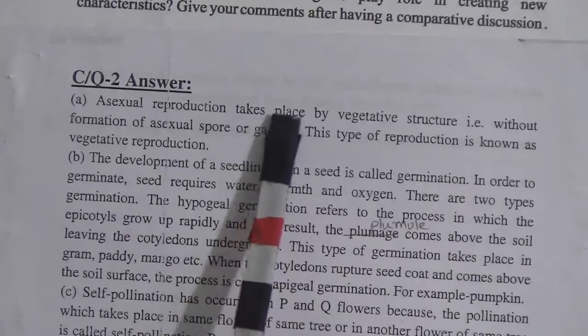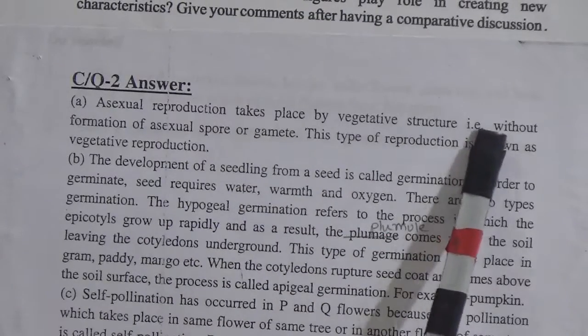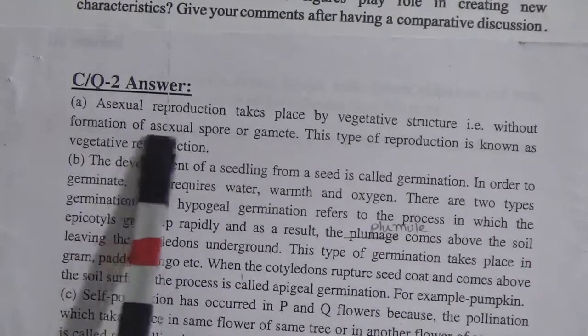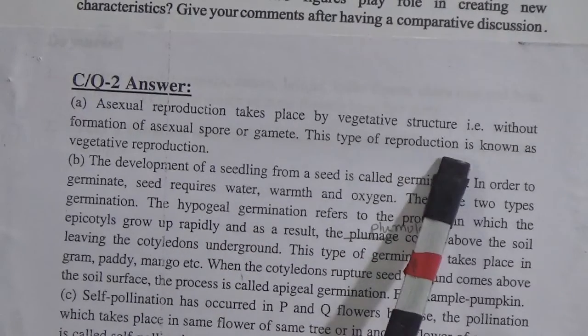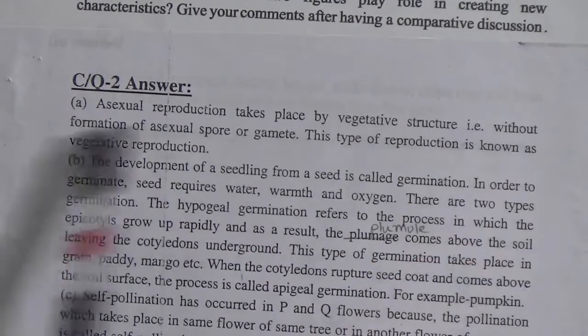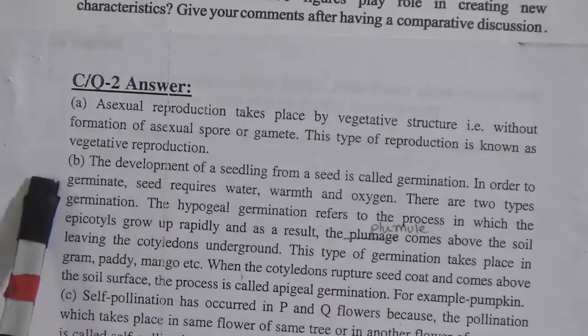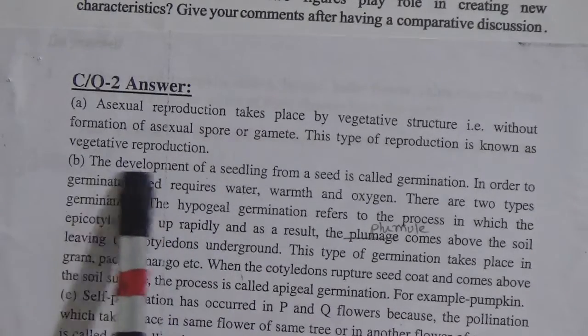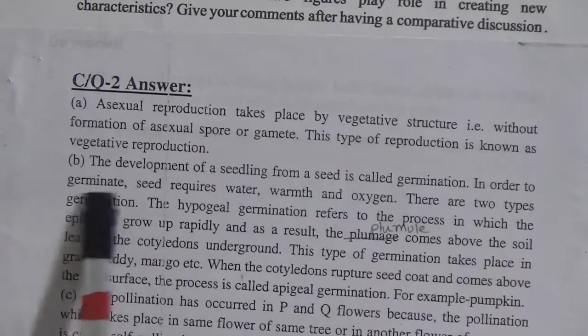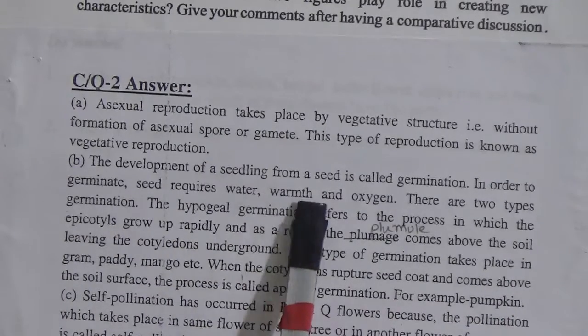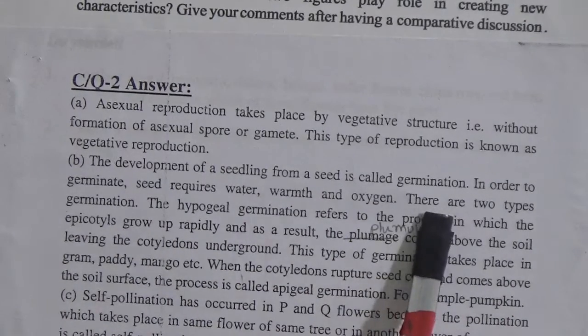Now come to the answer. Asexual reproduction takes place by vegetative structure, that is, without formation of asexual spore or gamete. This type of reproduction is known as vegetative reproduction. Now come to the answer of B. The development of a seedling from a seed is called germination. In order to germinate, a seed requires water, warmth and oxygen or air.